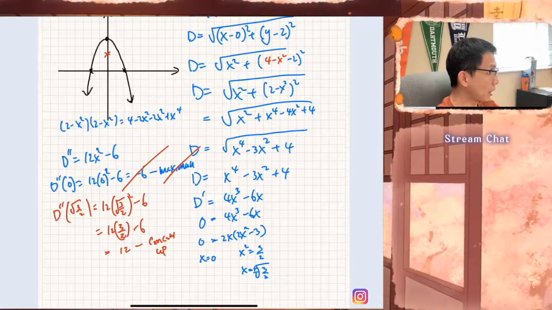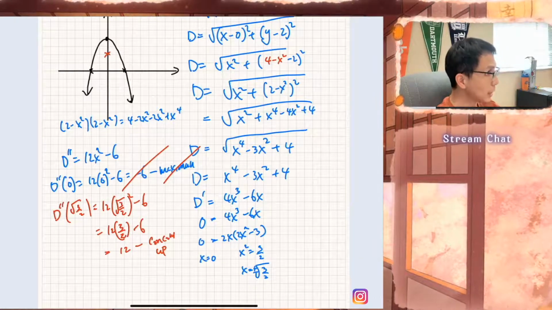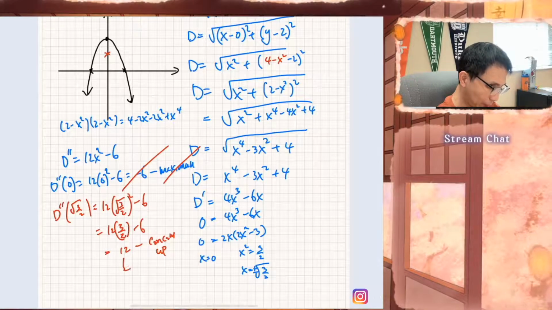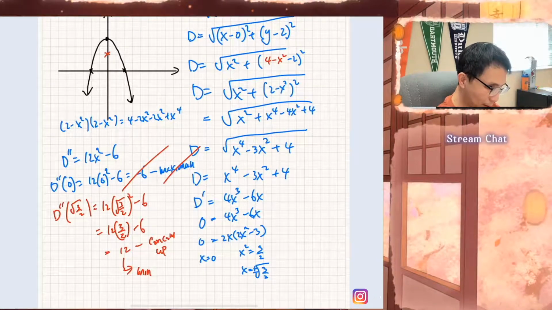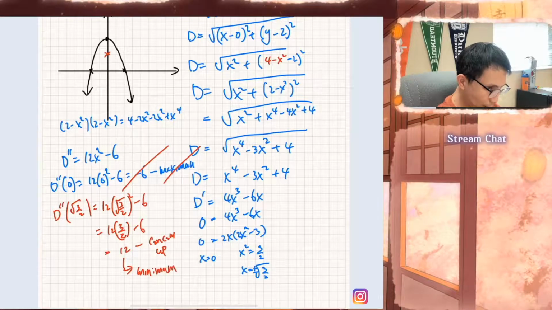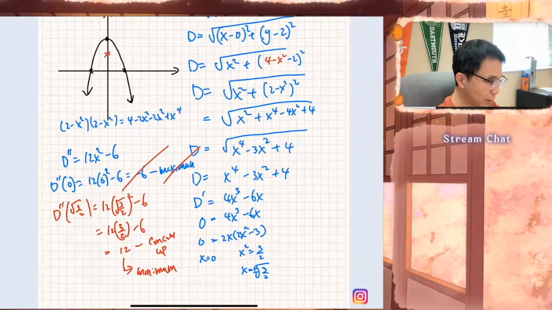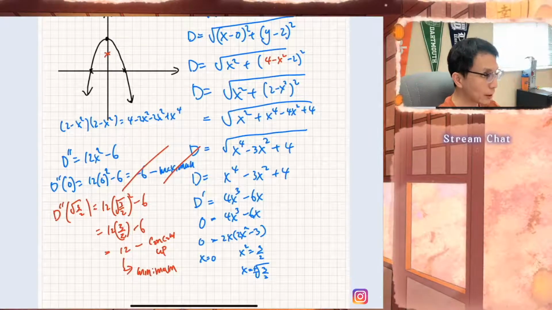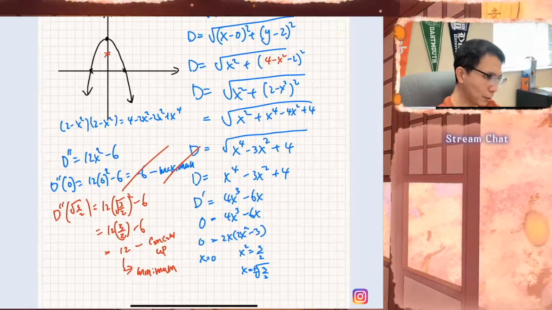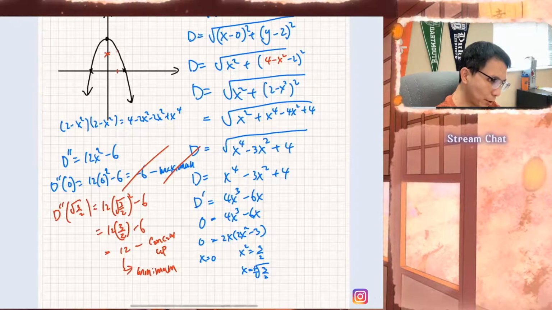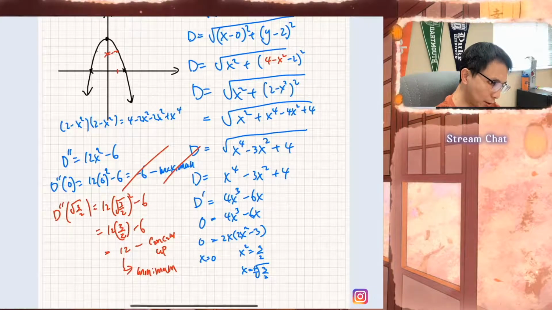It's concave up, so what happened? It's a minimum. And we want to minimize the distance, not maximize the distance. So this is the minimum. So square root 3 over 2 is a solution. Square root 3 over 2 is about 1.2-ish. So at this part, it's going to have the shortest distance.